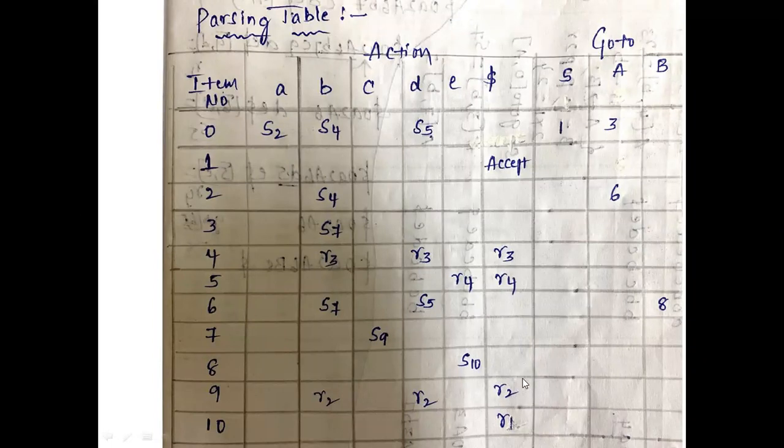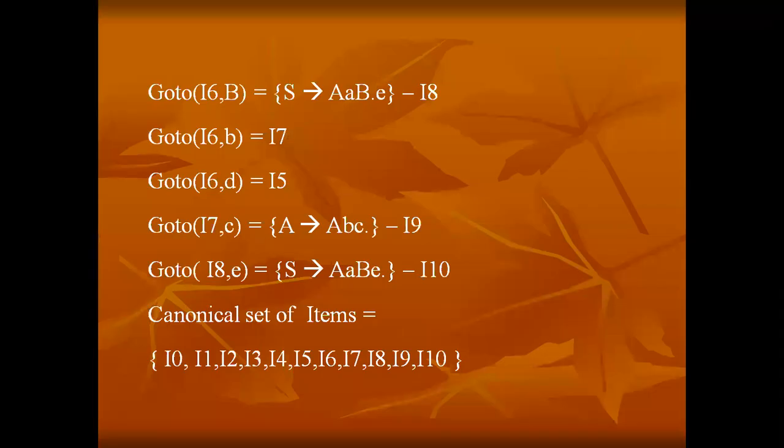You need to reduce R1, meaning not 1, but whatever the R1 rule is. But here we need not bother about what the R1 rule is. Just we are filling that entry with R1 at the place of action of 10 comma dollar, right? Is it clear? And again, what is the second rule?